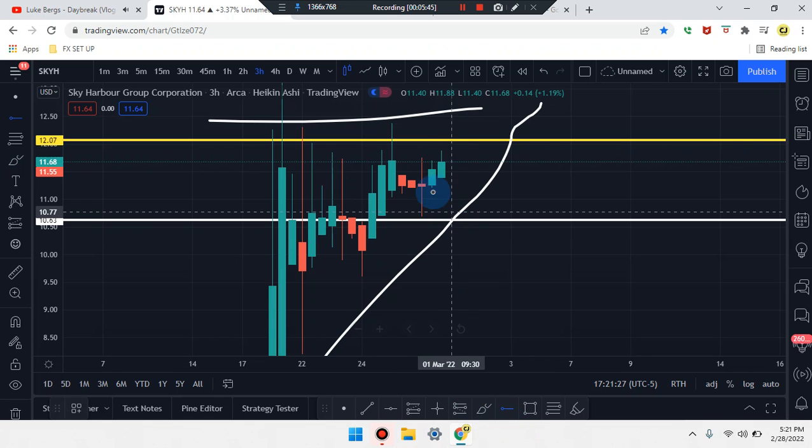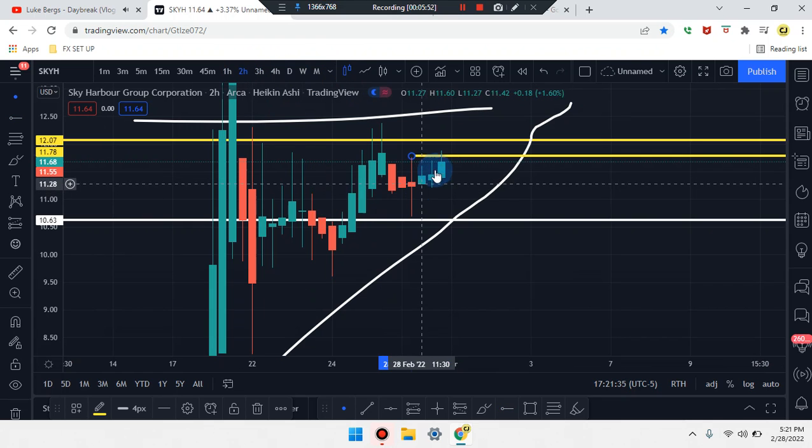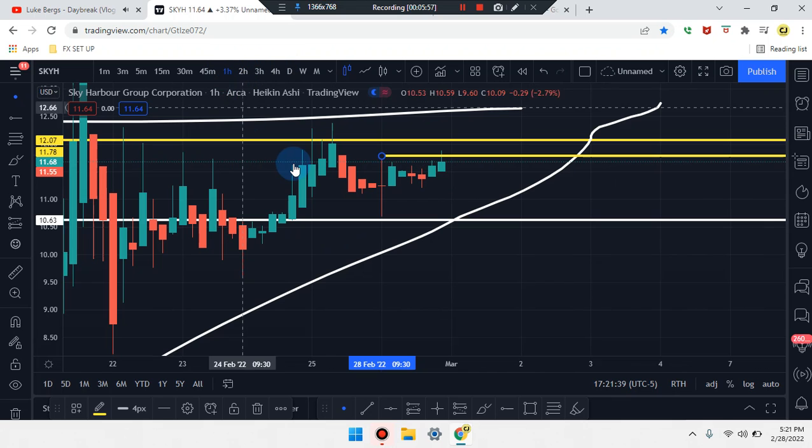break out. So as we walk down the structure, we're going to see if price is breaking out of the SR line that we just created. So the 3 and 2 hour time frames are identifying the same thing. Headed down to the 1.